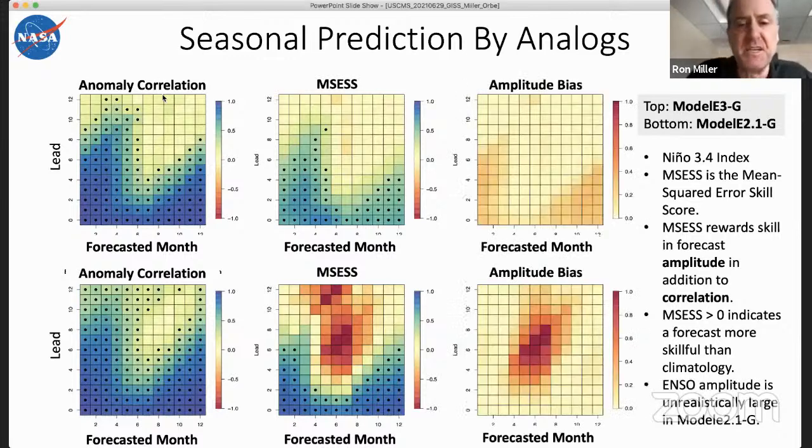So Nathan has isolated the effect of the amplitude on the error skill score, and this is shown in the panels on the right, which show the amplitude bias, and predictably it's relatively large for E2.1 in the spring and early summer months. This was not a surprise to us. We've known that the ENSO amplitude is unrealistically large in model E2.1G. It's about 20% too large, and so obviously that impacts the forecasts that we make using this model.